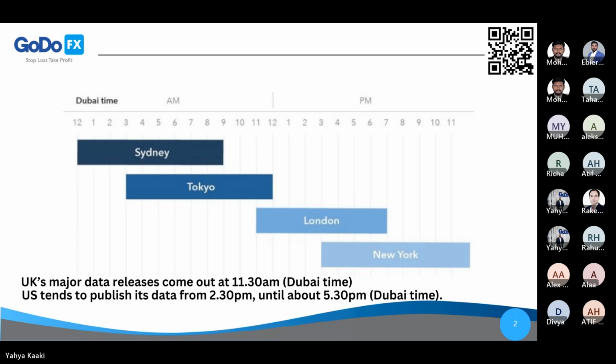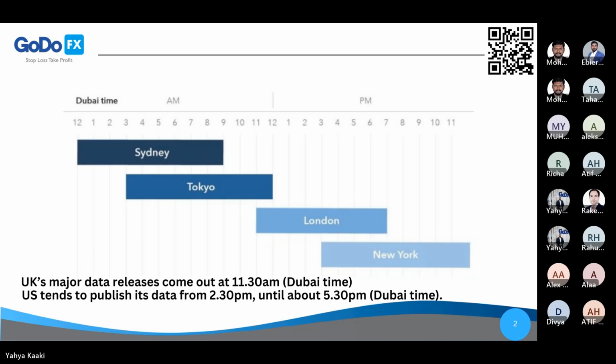Now we see the most important, most tradable timing is when London and New York time are combined together. For example, the British pound and the USD experience a greater trading volume when both the European and US sessions are open, between 3 p.m. and 7 p.m. Dubai time. As we can see here, at 3 p.m. the New York session opens, and at 7 the British session closes.